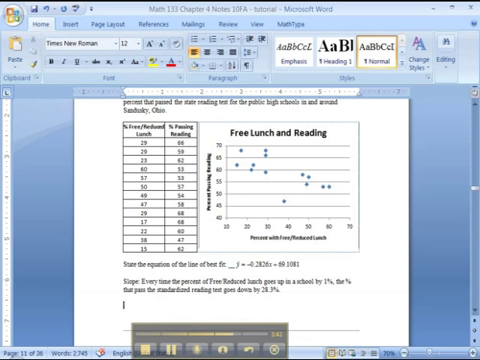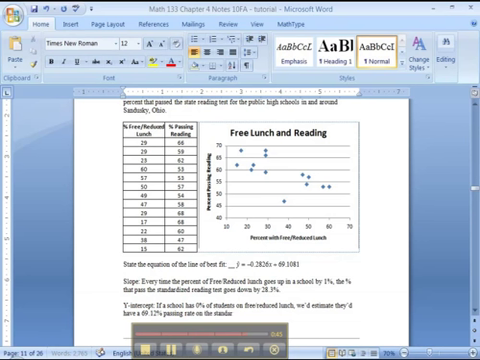Now, the y-intercept doesn't really make any sense in this case, but that's okay, we can say it. If a school has 0% of students on free reduced lunch, we'd estimate they'd have a 69.12% passing rate on the standardized reading test.